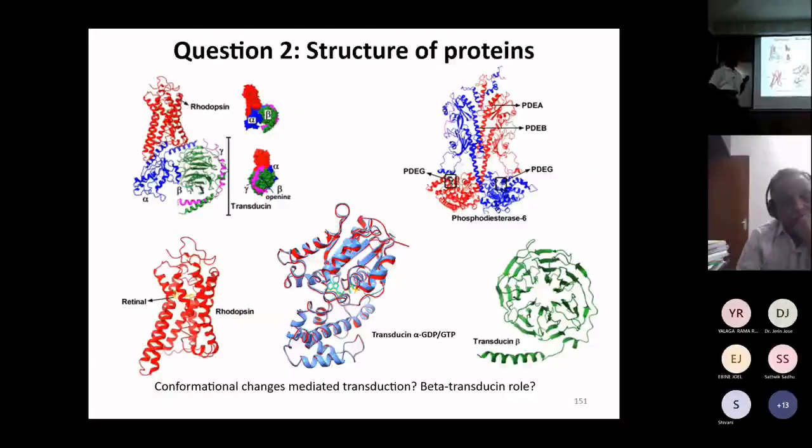So now I come to the structures of the proteins. First we looked at the microscopic structure. Now I'm looking at the protein structures per se. Here is the rhodopsin. Here is the transducin. You see, this is how it looks. The rhodopsin is a simple Damru type of structure. It is something like that, and it has the retinal here, and this part is located in the lipid membrane.